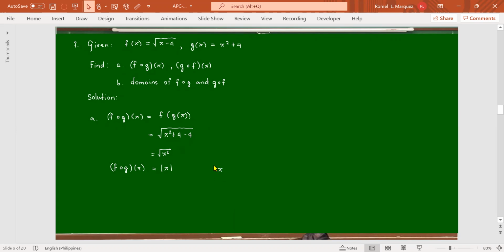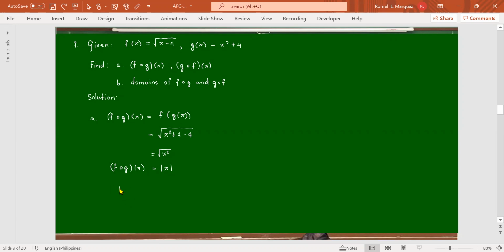But if your answer is x, the answer is negative 4, which is not the same with the output, which is expected to be 4. Okay? So it's absolute. So if your x is negative 4, f circle g of negative 4 is still 4. Okay, guys? Is this clear, children? Yes po. Unless you know that x is negative, you write negative x, and if you know that your x is always positive, you write positive x.